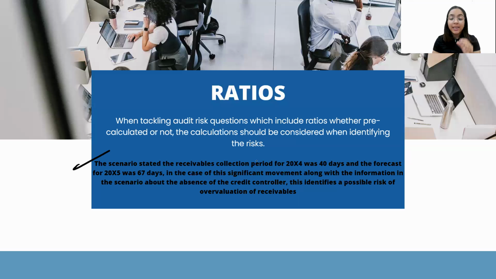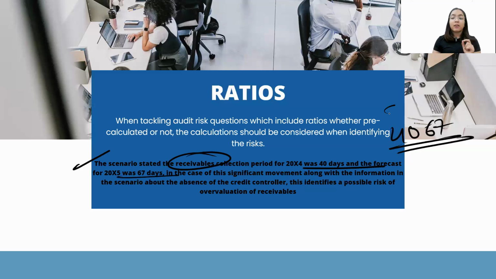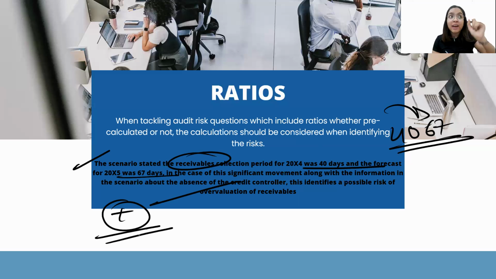For example, in Green company, the examiner told us that the collection period increased from 40 to 67 days. So your receivable days increased from 40 to 67. This information should have been combined with the absence of a credit controller. Since there was no credit controller in the company, no one was keeping track of the receivables. As a result, the receivable days are increasing, leading to the audit risk. What audit risk? Overvaluation of receivables. So this is how the information had to be used in order to identify the risk.